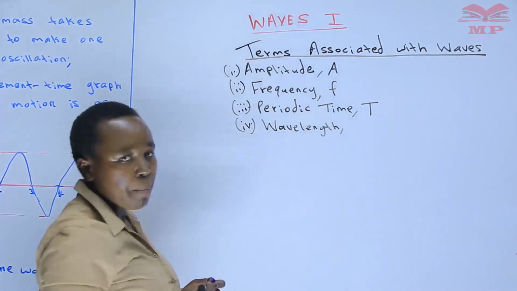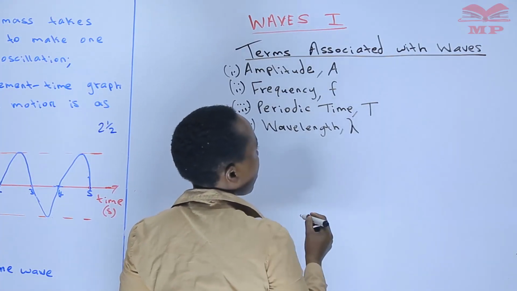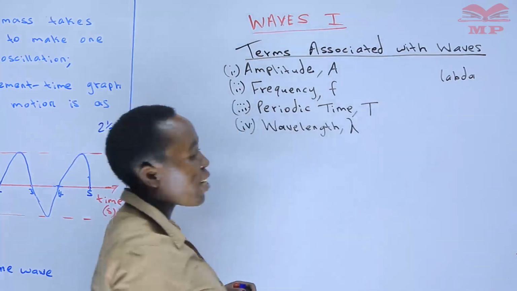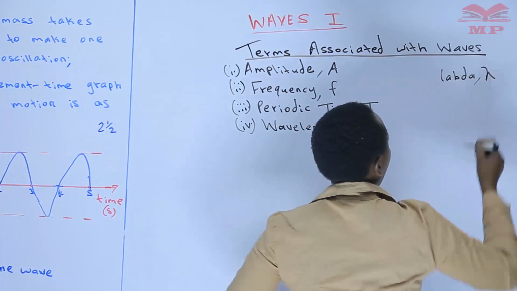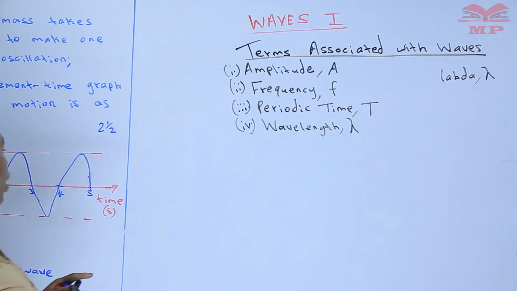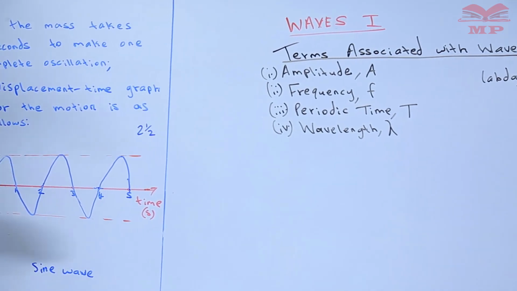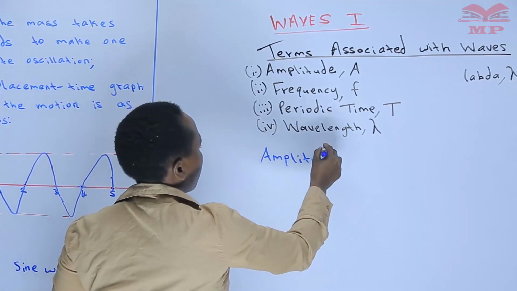Wavelength is denoted by a Greek letter lambda. This is how we write it. Lambda, it's a Greek letter. So wavelength is denoted by a Greek letter which we are calling lambda. So those are the terms that we want to discuss with reference to the wave that is here. So we have this wave, we want to discuss these terms. We'll start with the first term, which is the amplitude.